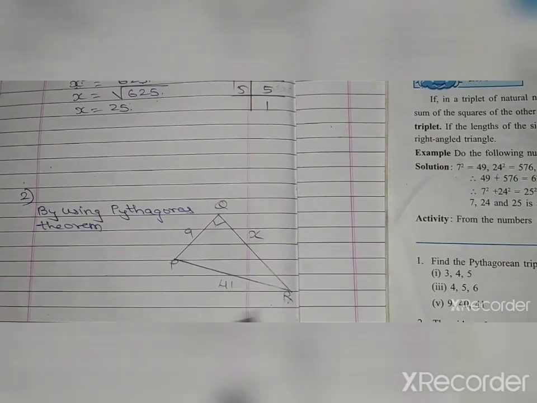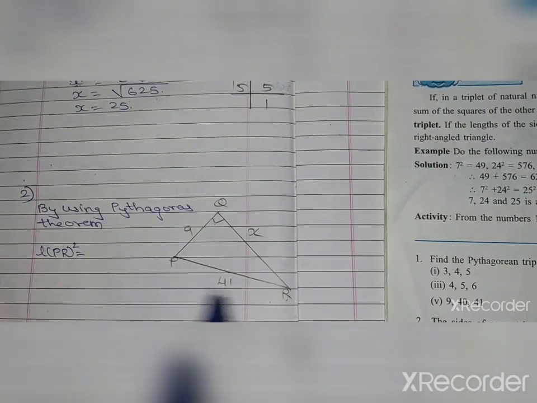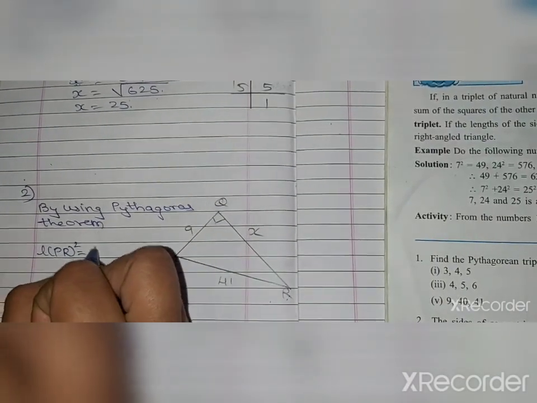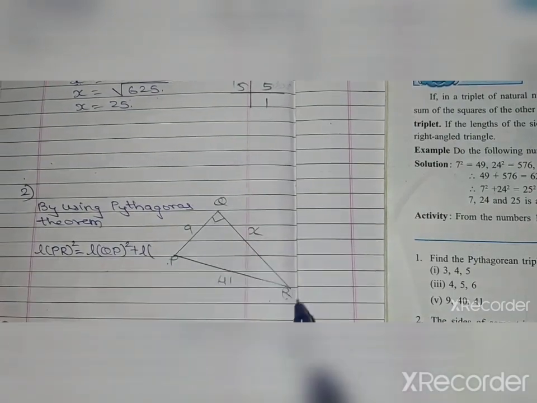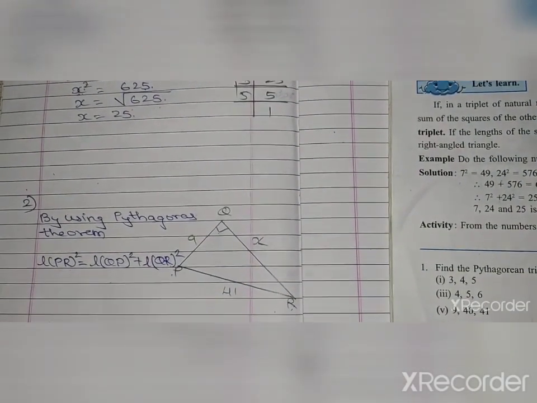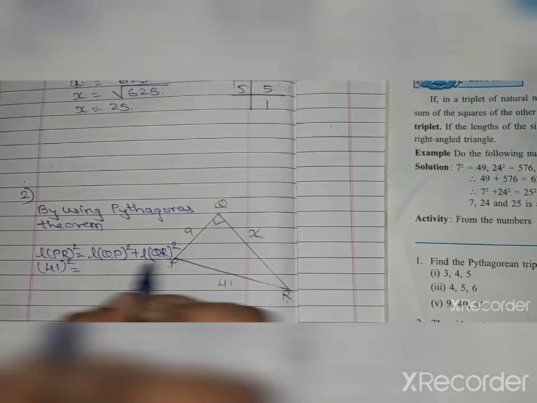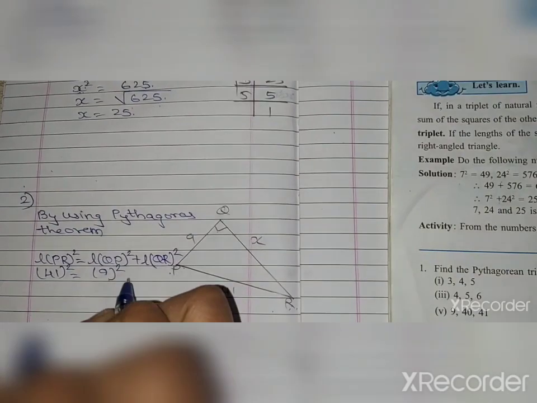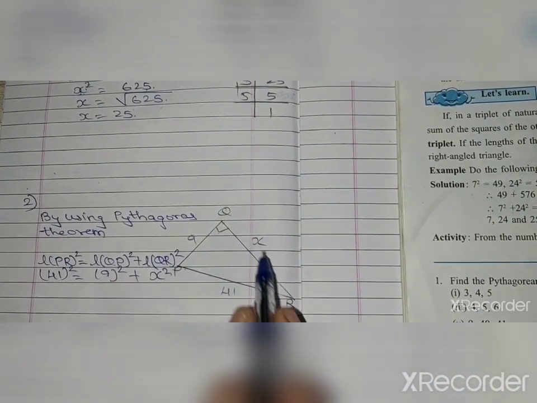see, length PR square equal to length QP square plus length QR square. Understood? Now PR is how much? 41 square. QP is 9 square, plus QR is how much? X square. We have to find the value of X.